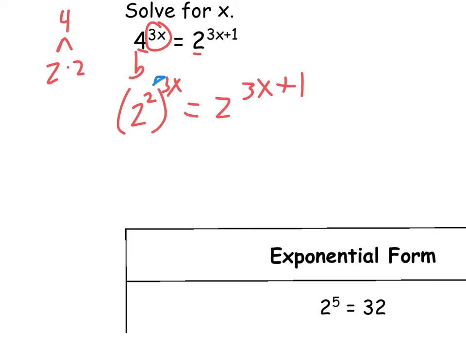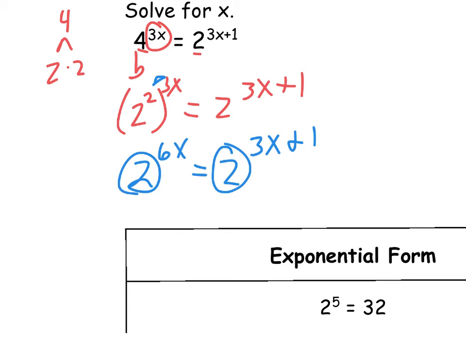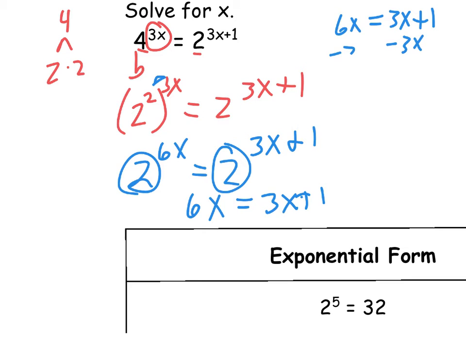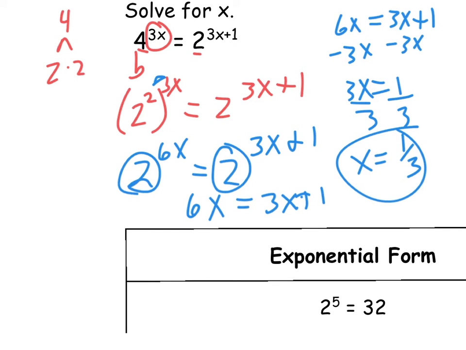We multiply right here. 2 times 3x is going to give me 2 to the 6x equals 2 to the 3x plus 1. Since I have the same base now, we can say 6x equals 3x plus 1. I'm just going to subtract 3x from both sides. Let's write it again over here. If I subtract 3x from both sides, I'm going to get 3x equals 1, and then just divide both sides by 3. So x equals 1/3 in this case, okay?